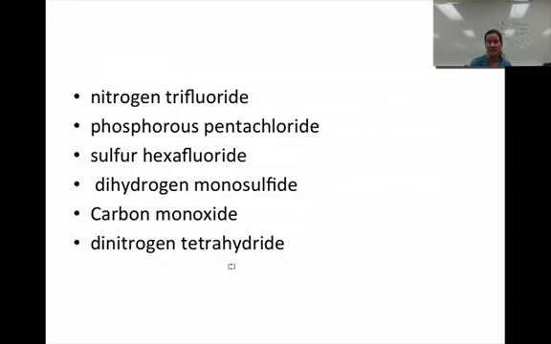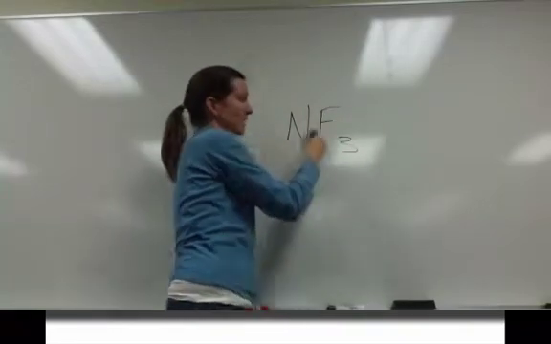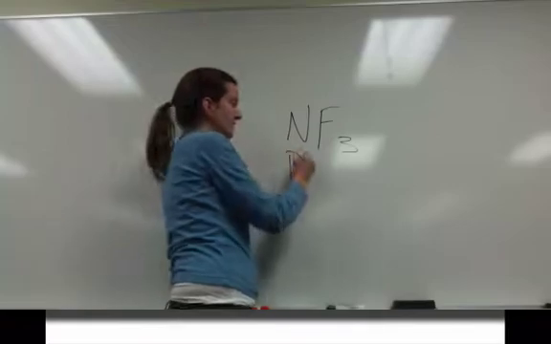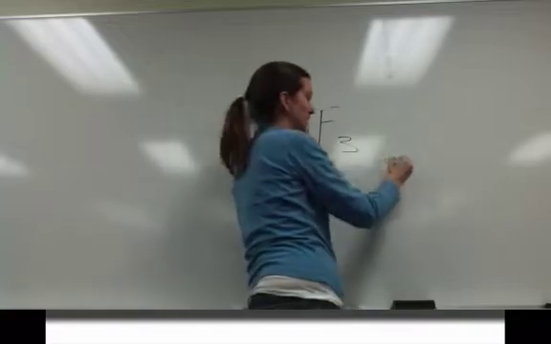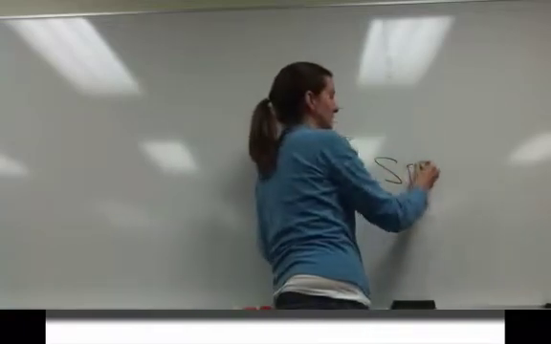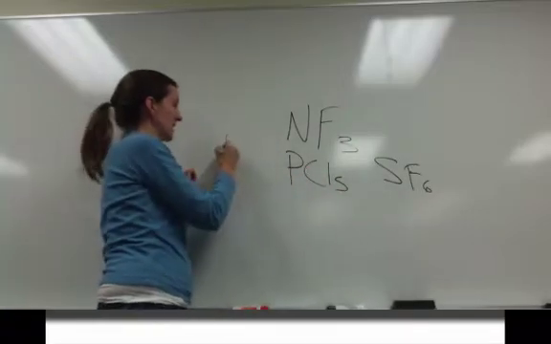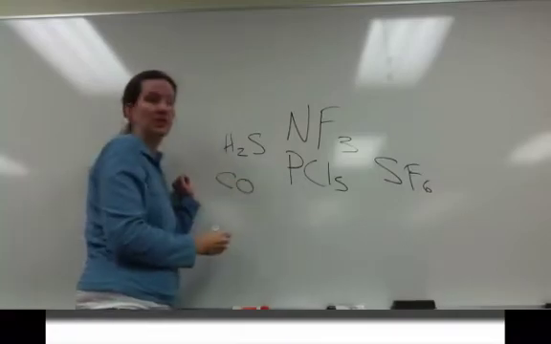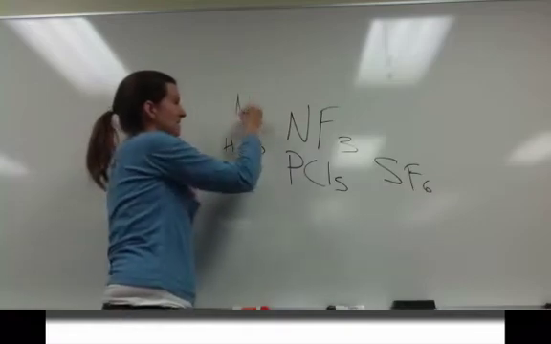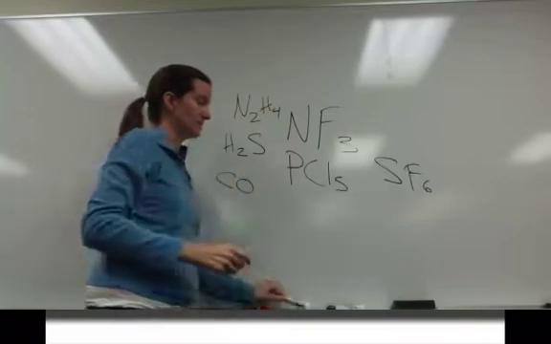So here are 6 examples that I'll run through with you. The first one is nitrogen, which is N. Trifluoride will be F3, because there's 3 fluorines. Phosphorus is P. Pentachloride means there's 5 chlorines. Sulfur is S. Hexafluoride means there'll be 6 fluorines. Dihydrogen monosulfide is H2 with 1 S. Carbon monoxide, just a C and an O. And then dinitrogen tetrahydride, 4 H's, 2 N's.